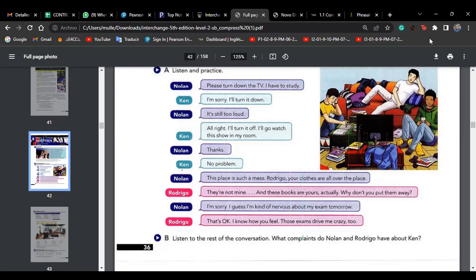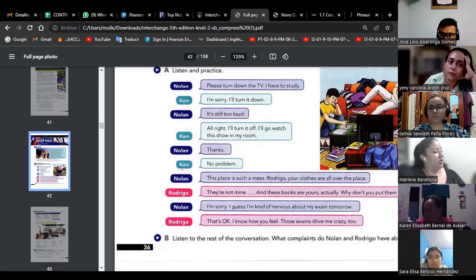But yes, we can say moverlo de lugar, ponerlo en su lugar. Yes, we can say it like that. But according to this, put them away means moverlo del lugar de donde está. So that would be the meaning.